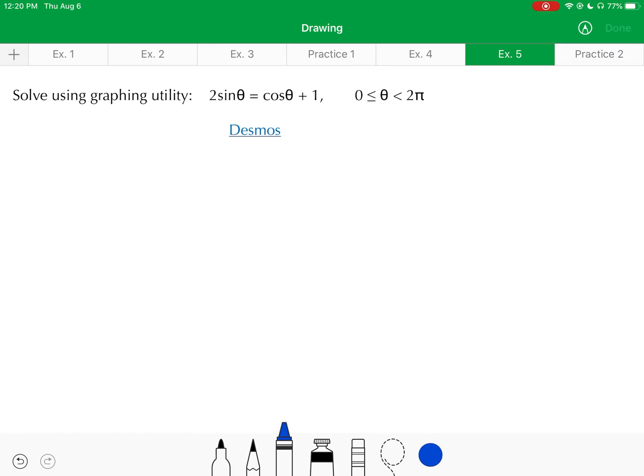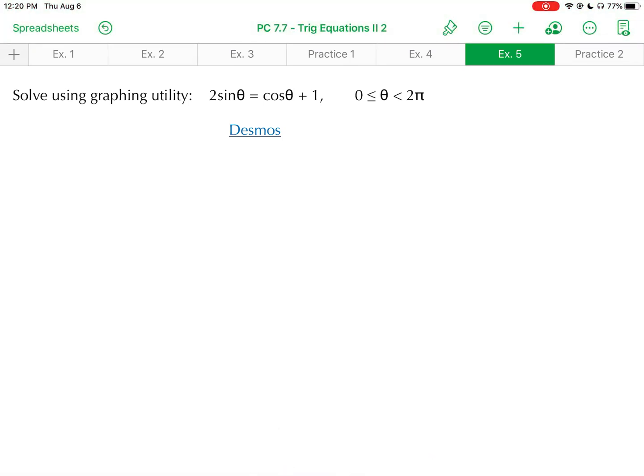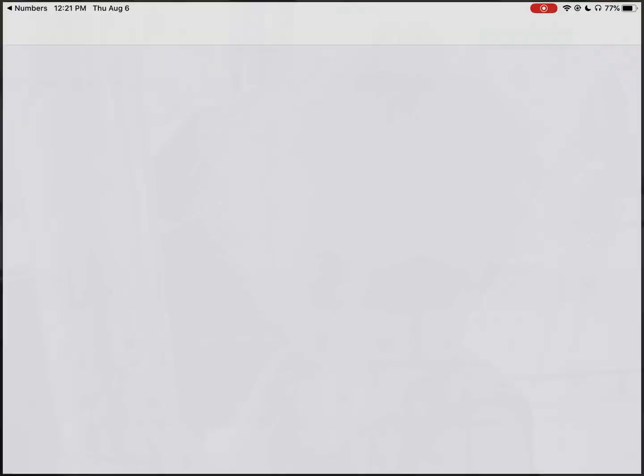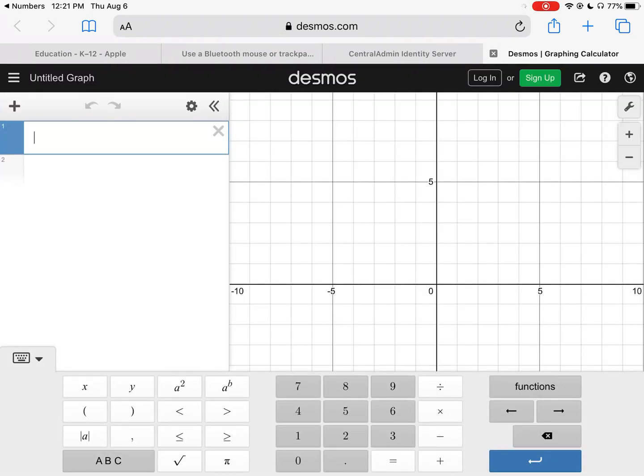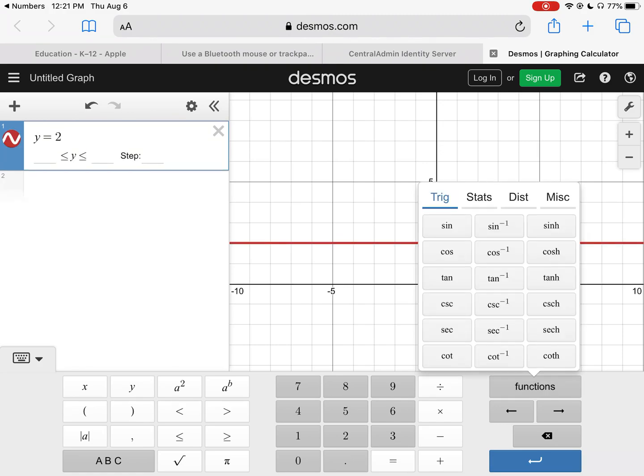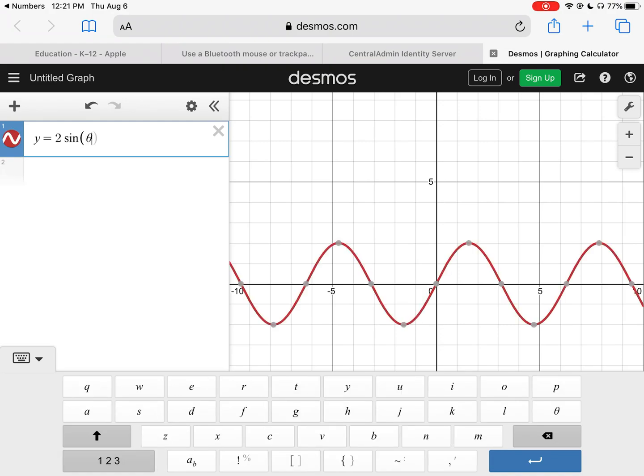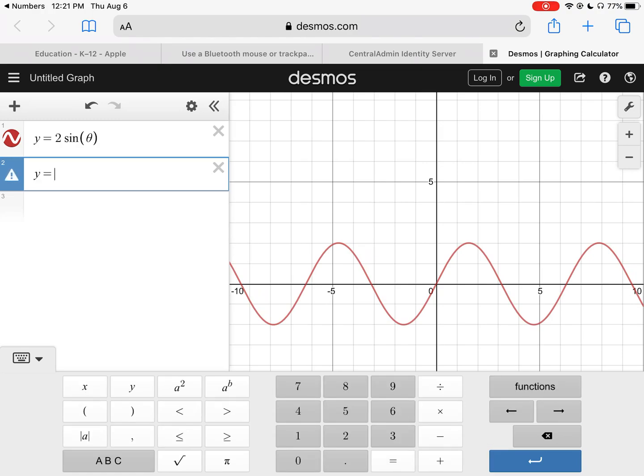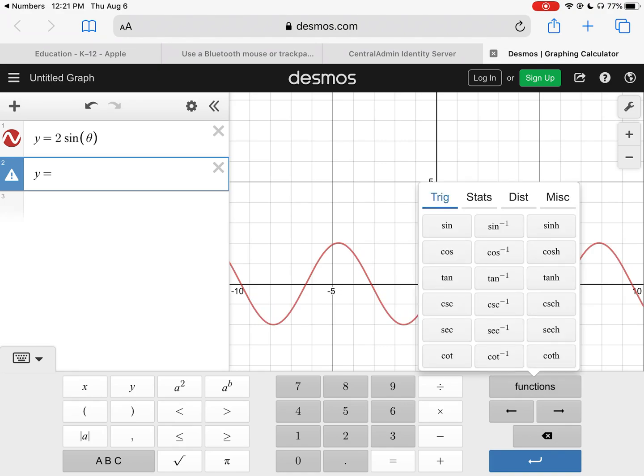Okay, so we'll solve this using Desmos. You could also do this on your graphing calculator as well. Let's open this up, and I'll simply treat each side of the equation as its own function. Okay, so in box 1, I'm going to type in the equation y equals 2 sine of theta. Okay, and then in box 2, I'm going to type in y equals cosine of theta plus 1.